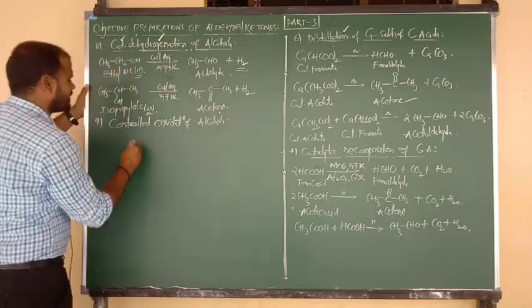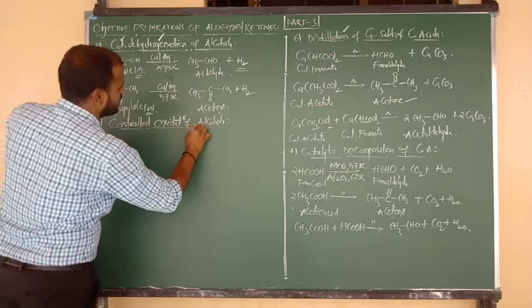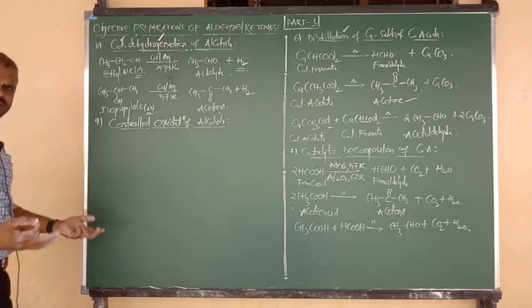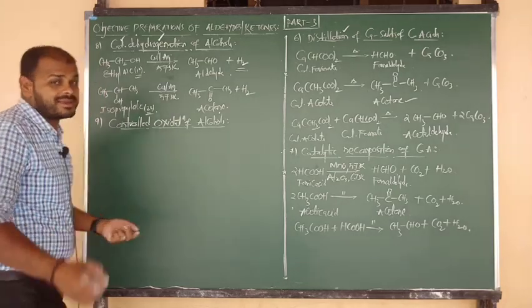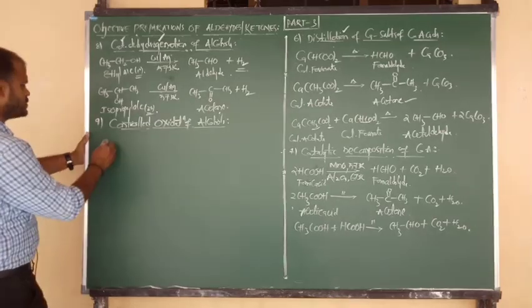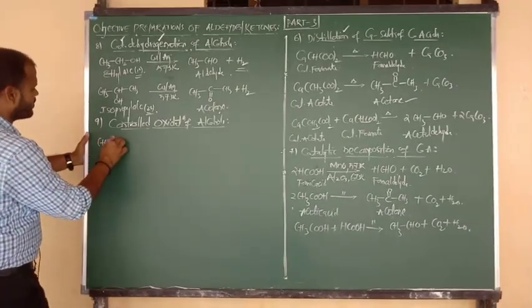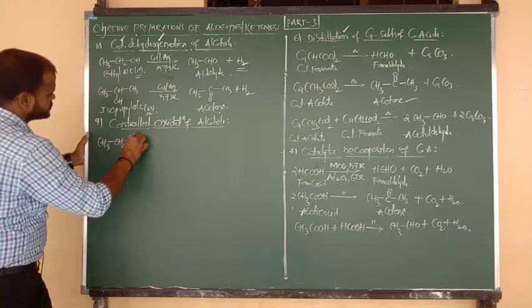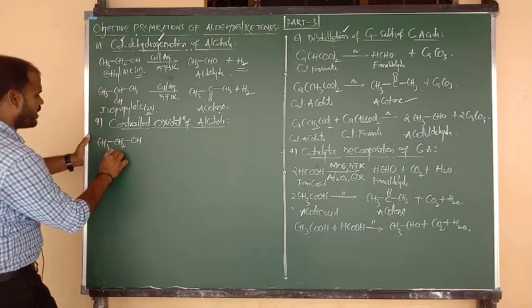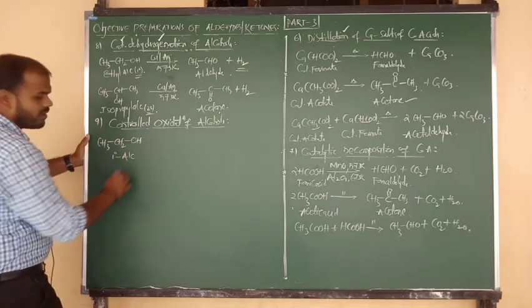What is the next reaction? Controlled oxidation of alcohols. Alcohols upon controlled oxidation: again the same thing, primary alcohol gives aldehyde and secondary alcohol gives ketone. This also we have studied many times for theory and objective. Give one example of a primary alcohol: CH3 bonded to CH2, CH2 bonded to OH. It is a primary alcohol, and we can also call it ethyl alcohol.